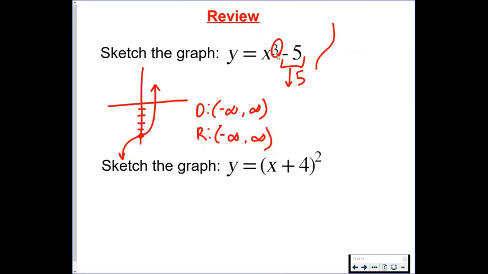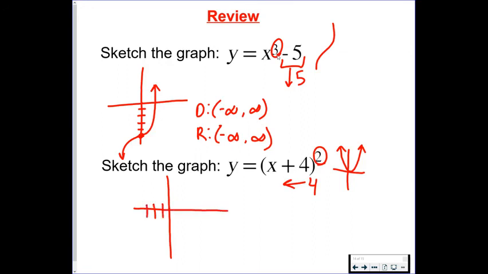Next one, sketch the graph, y equals x plus 4 squared. Again, the parent function is a quadratic because of the 2. So we know that looks like this from our parent functions. The +4 tells me to take my graph and go 4 units to the left. That's exactly what I'm going to do. Starts at 0, 0. I'm going to move it 4 units to the left and put my graph there. That's what my graph looks like.